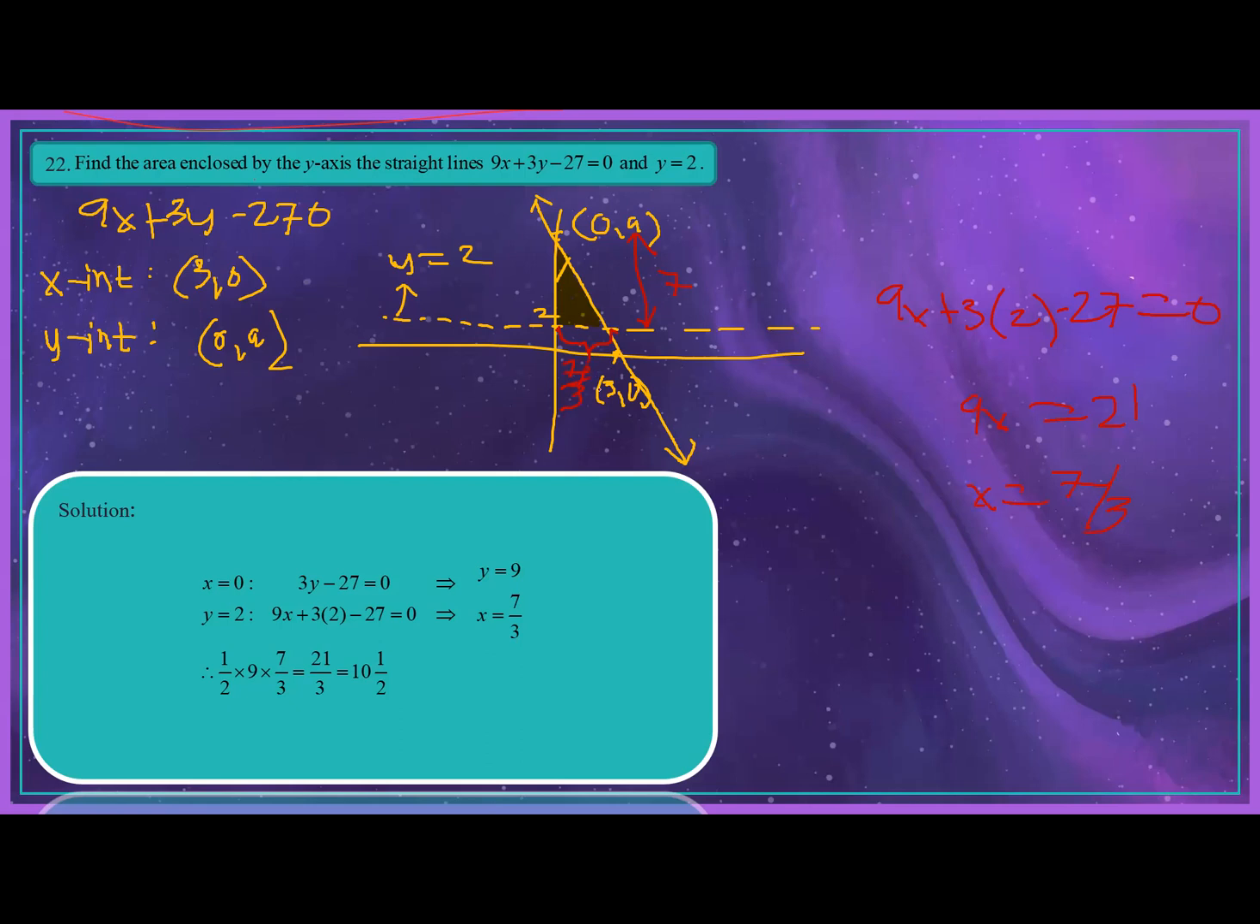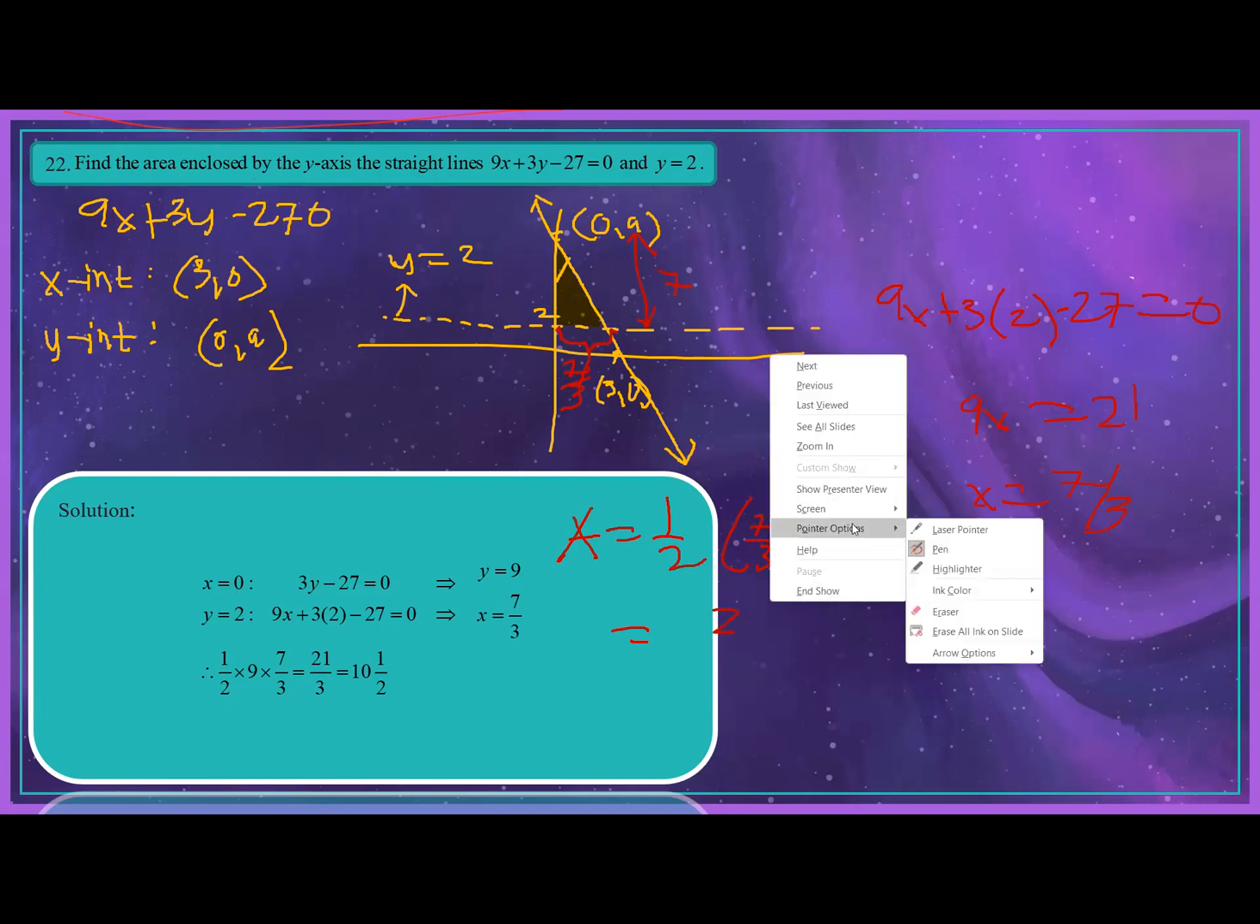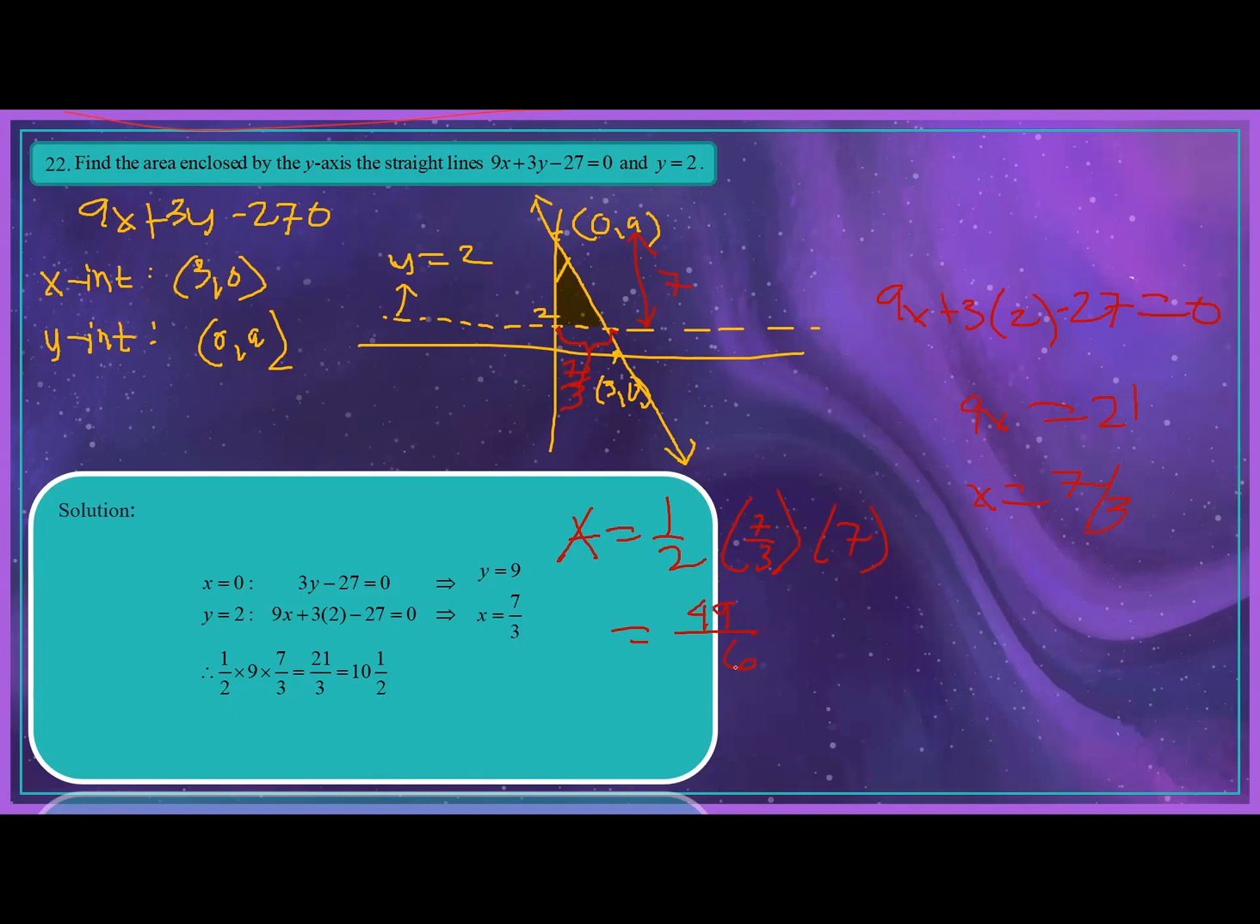So now we have the sides of the triangle. The area is 1/2 base times height. Our base is 7/3 and our height is 7, so we have 49 over 6. Any question? Okay, I think this one is wrong. It should be 7, not 9.